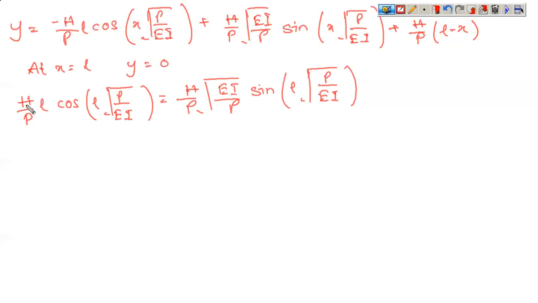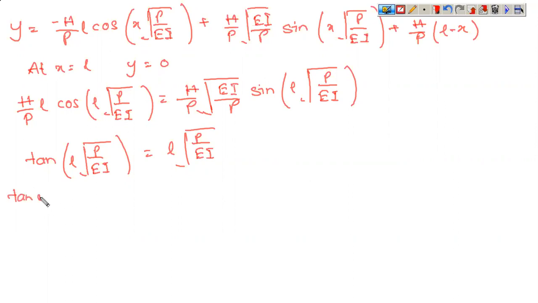So H by P and H by P cancel out from both sides. So you have tan L under root P by EI, since sin by cos is tan, equal to L under root P by EI. So now the solution says that tan of the number is the number itself.